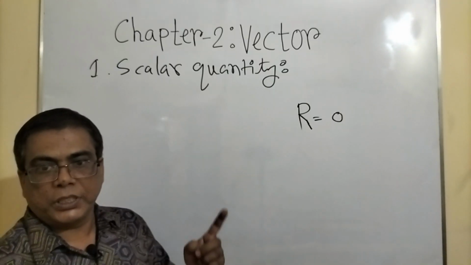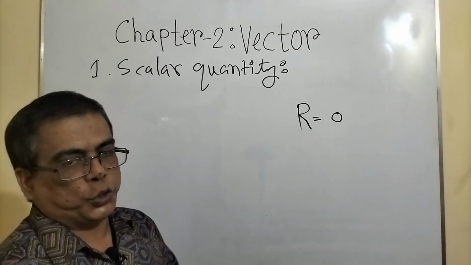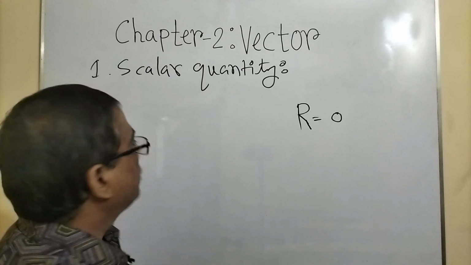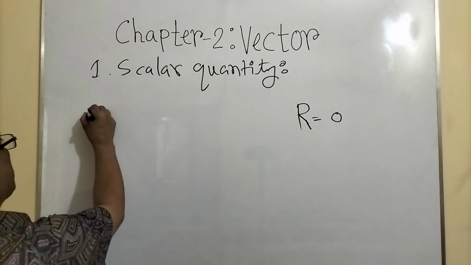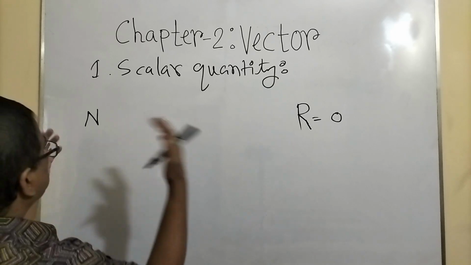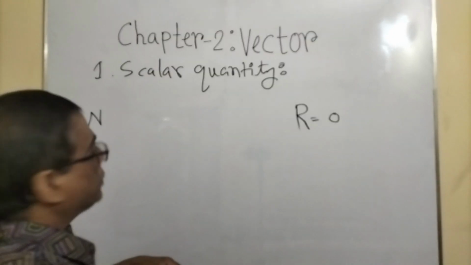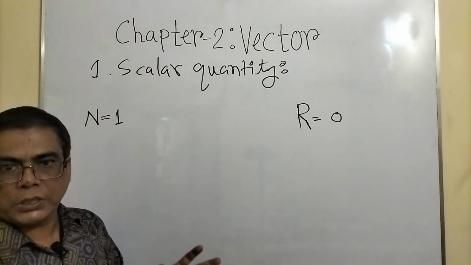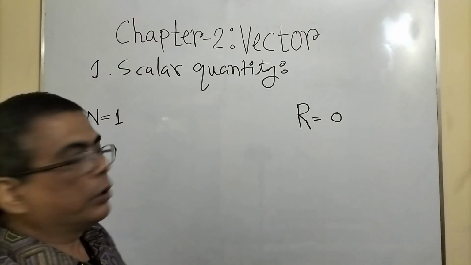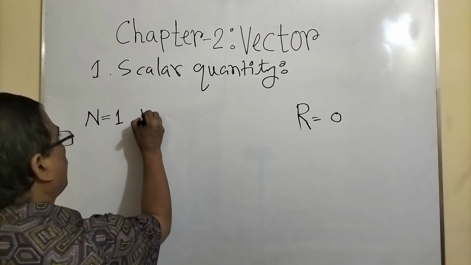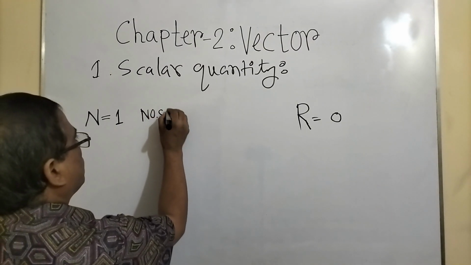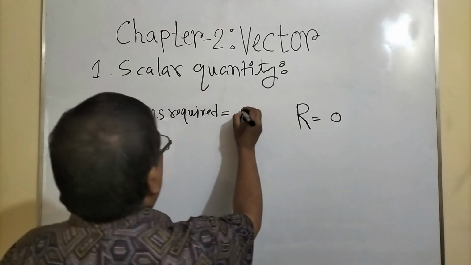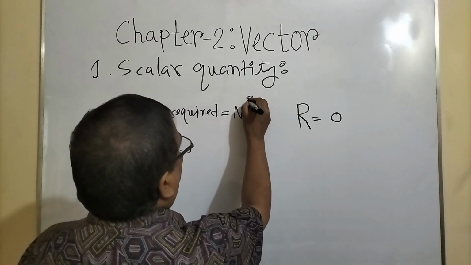When a scalar quantity is in one-dimensional space, how many numbers are required to represent the scalar quantity? When a scalar quantity is in one-dimensional space, then n equals 1. How many numbers are required to represent the physical quantity? Equal to n to the power r.